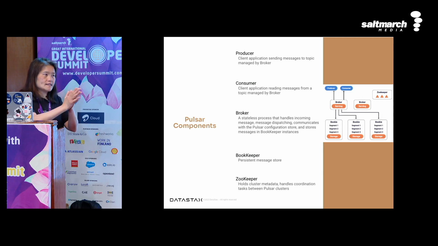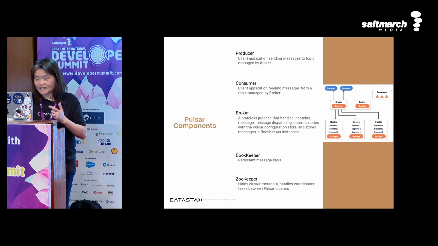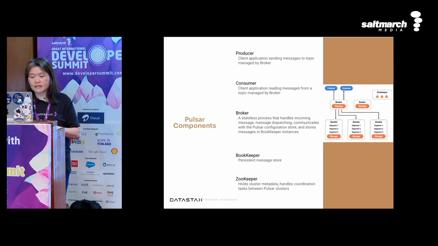One is the producer. You have to write the code to send messages. Then there's the consumer, which is the client application that consumes the messages. That's 2. And then the broker, as I already mentioned, is a stateless JVM process. It manages all of the messages that come in and the message dispatching, and the broker also talks to the bookkeeper. Bookkeeper is the one that helps with persisting the message store.